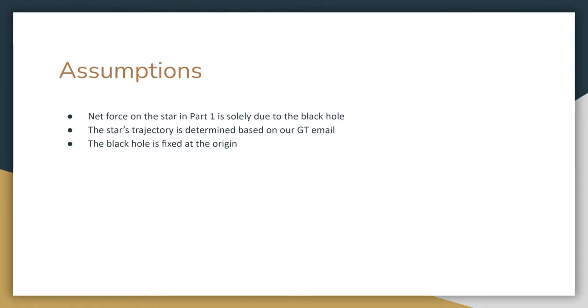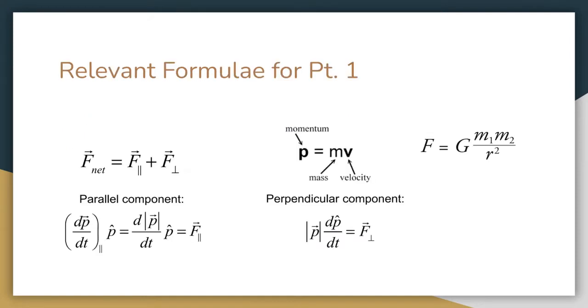So we have some assumptions for this lab. One is that the net force on the star in part one is solely due to the black hole. Another is that the star's trajectory is determined based on our GT email. And the last one is that the black hole is going to be fixed at the origin.